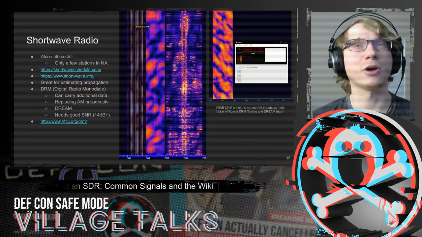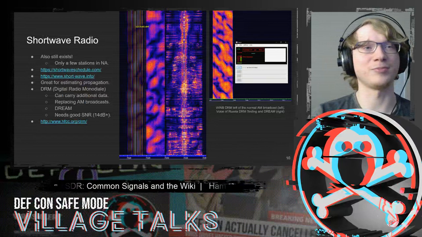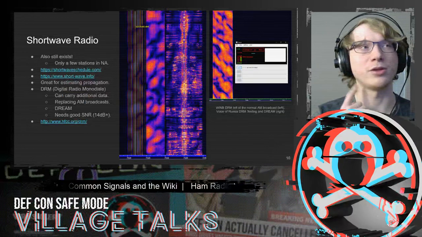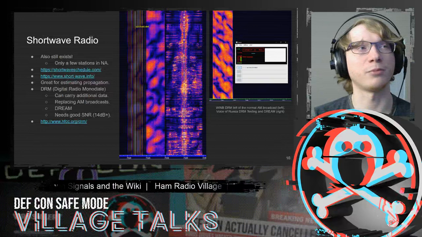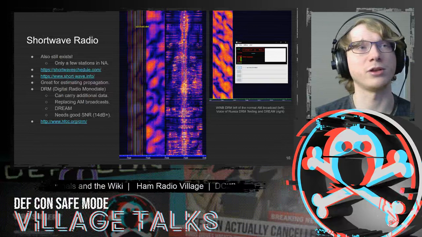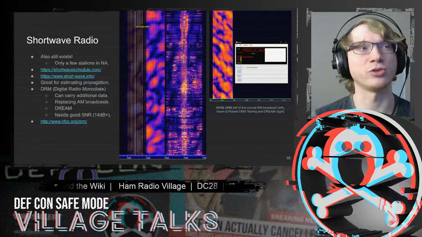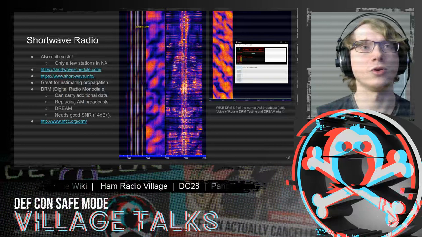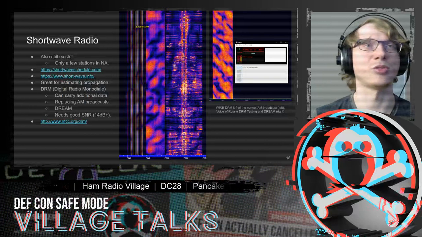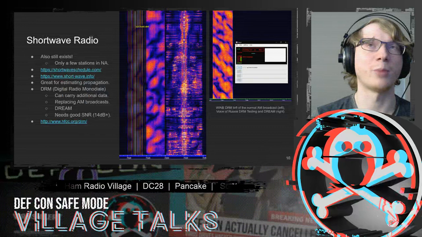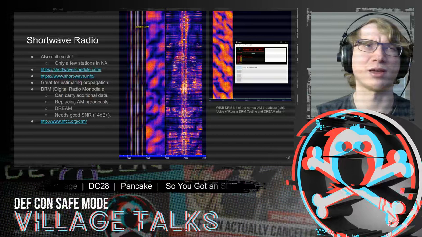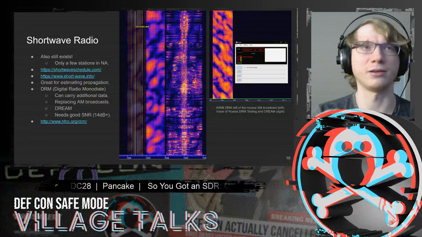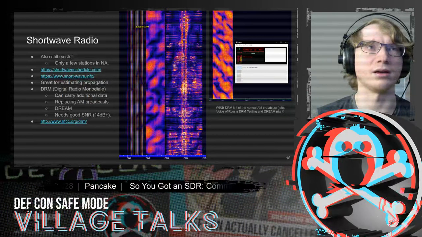But there's also DRM, which is a digital radio signal, and you can decode those with a program called Dream. You generally need a pretty good signal to noise ratio to decode these, because it's digital information. About 14 dB or higher is probably what's needed. And also, you want to make sure that it doesn't have any horrific fading. Otherwise, you're losing data in those.